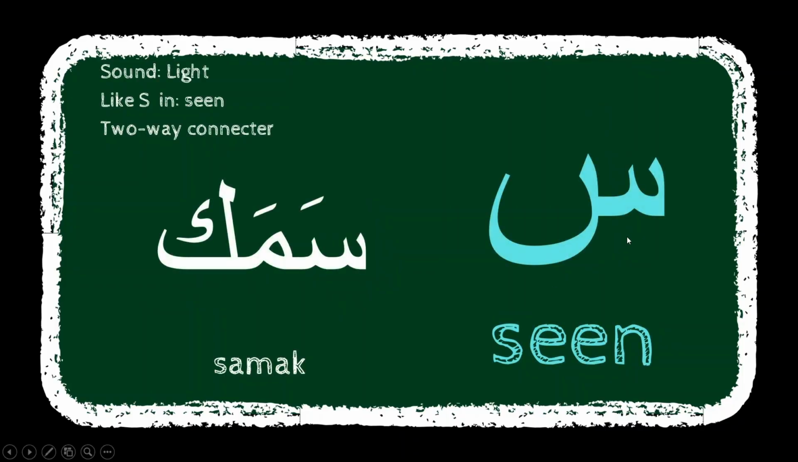Our next letter is sin, which is a light letter, and it's like the S in the word seen or see or something like that. This is a two-way connector, and this example is samak. One more time. Samak, which means fish.